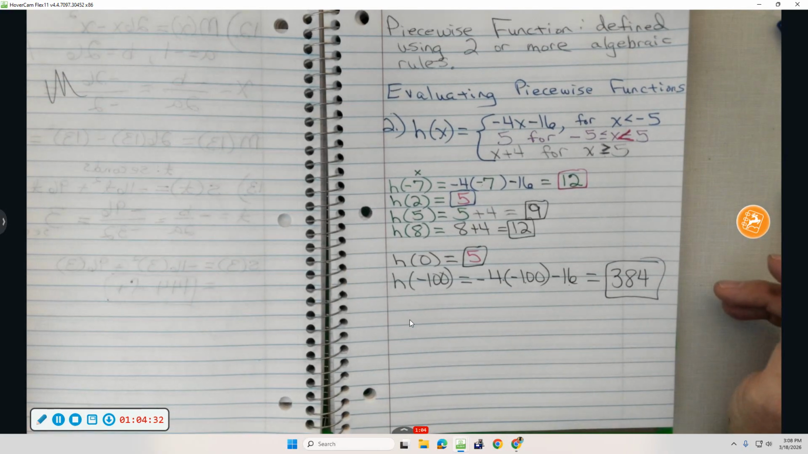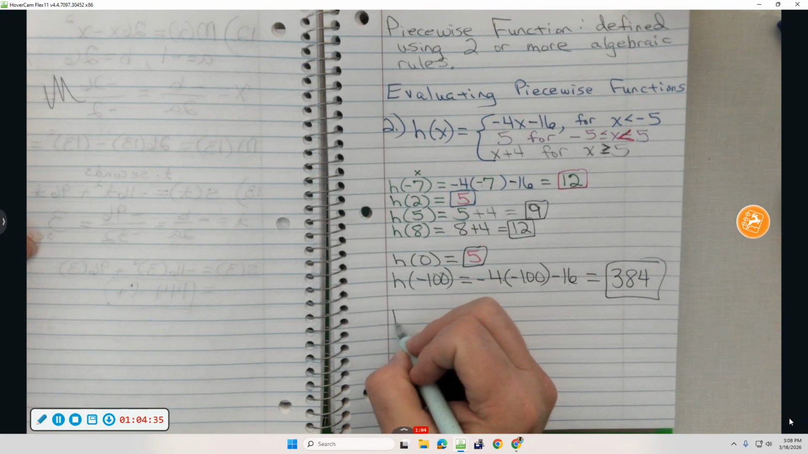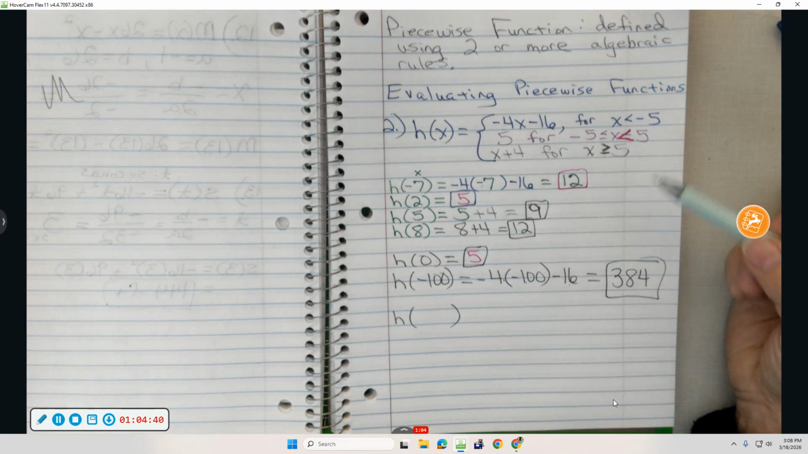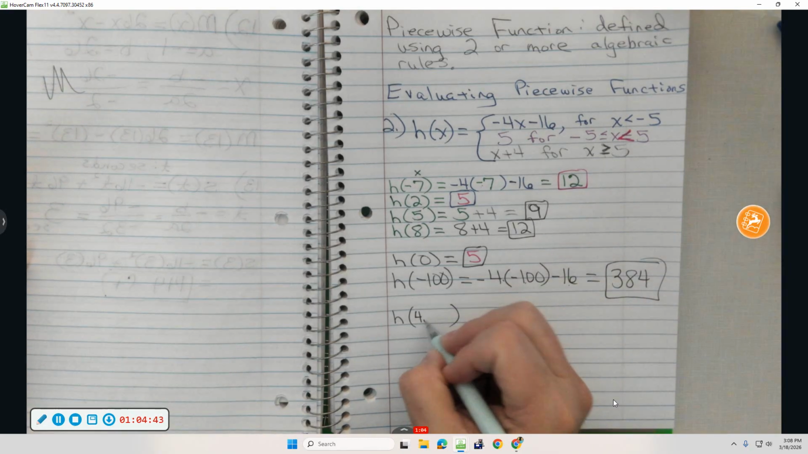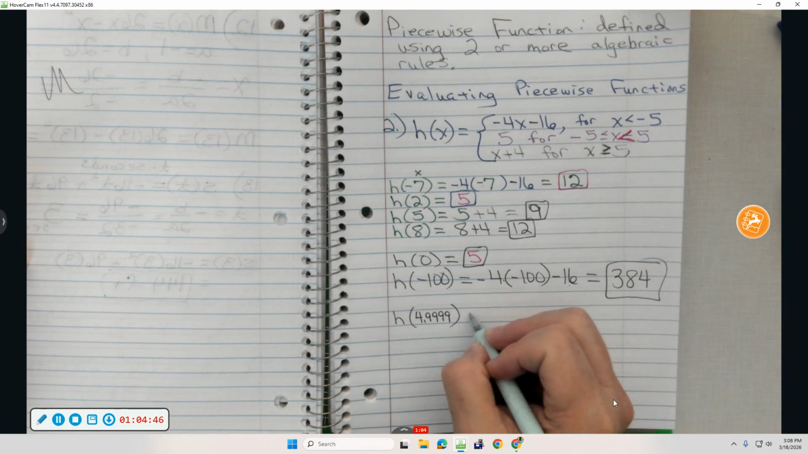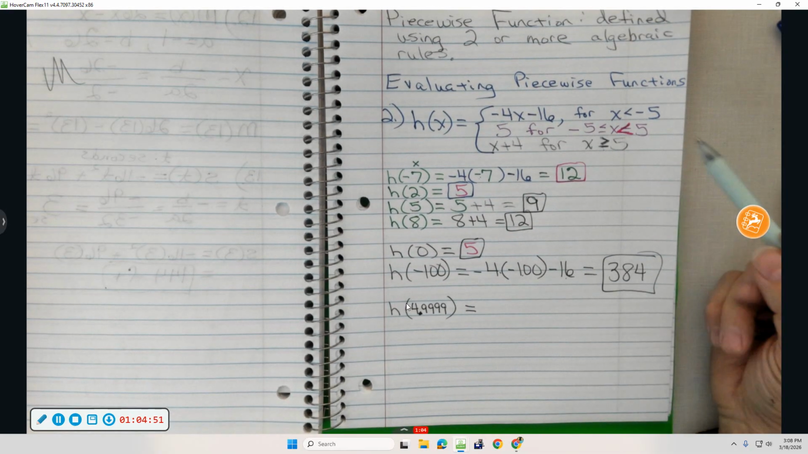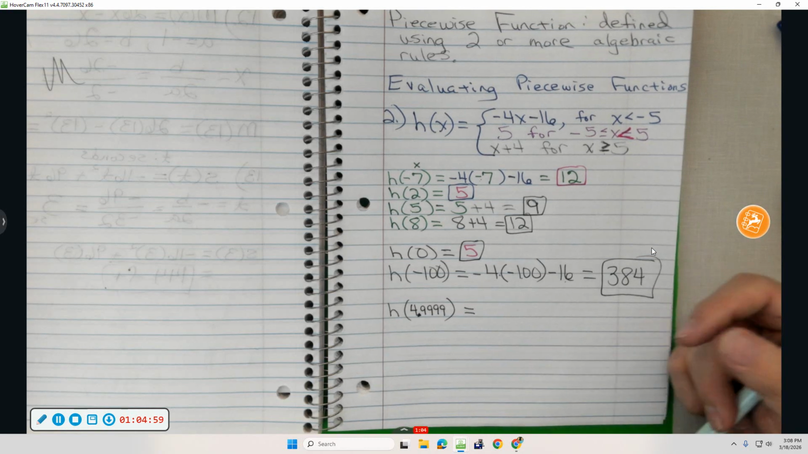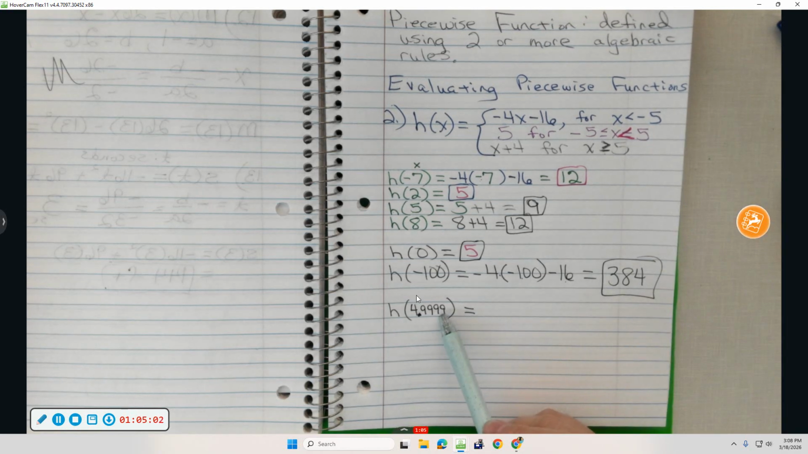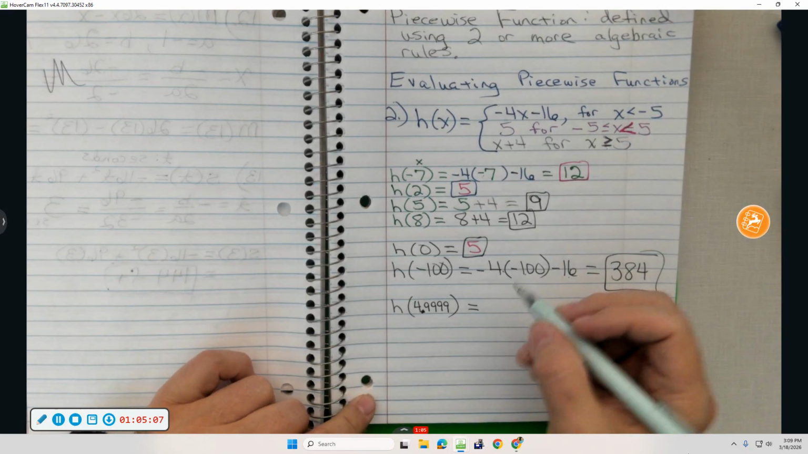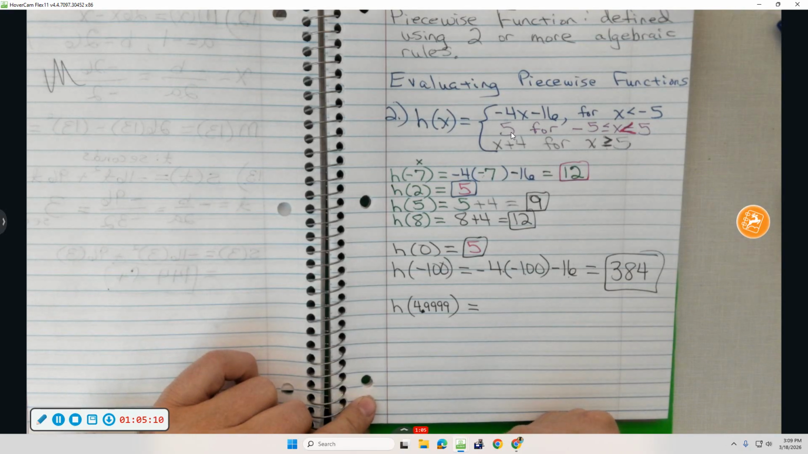Okay, I have another one. h of 4.9999. Which piece will we use? First, second, or third? Second. 4.9999 is between negative 5 and positive 5. So, what's the y coordinate in that event? Just a 5?